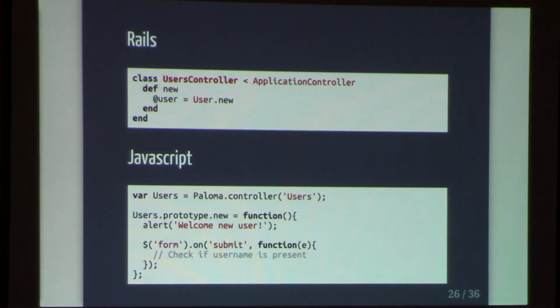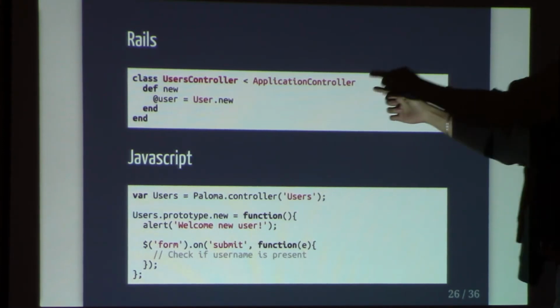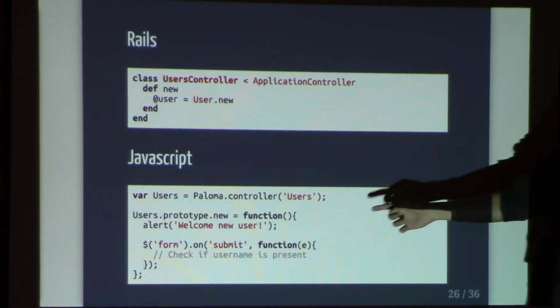Now we're going to see Paloma in action and some of its advanced features. Here on the Rails side, we have nothing special. Just the usual users controller, then the new action, which is responsible for rendering the new page where we can enter new users. On the JavaScript side, what we just need to do is declare a Paloma controller, or a JavaScript controller, that has the same name as the Rails controller. In this instance, we have Paloma.controller, then the name of the controller, which is users. That method, Paloma.controller, will return a constructor of our controller. Using that constructor, we can now add methods that correspond to the Rails actions.